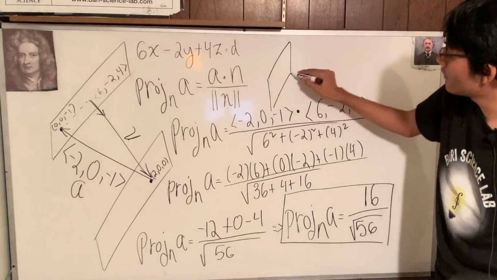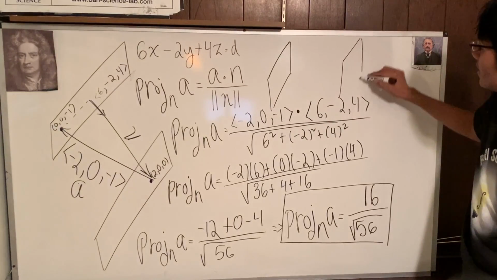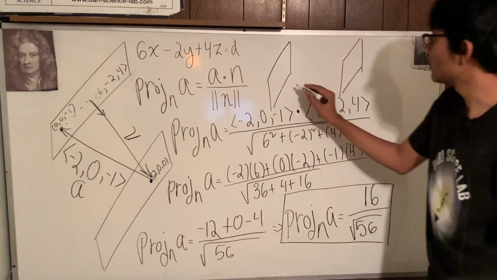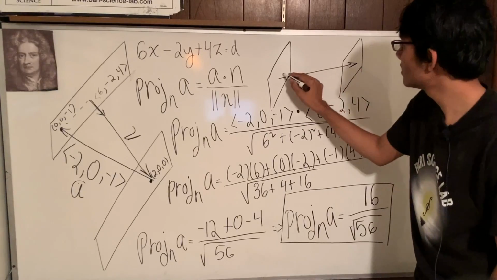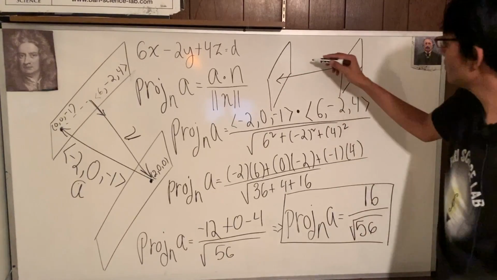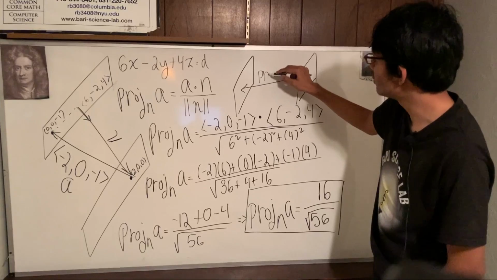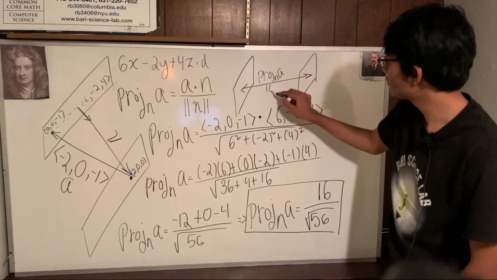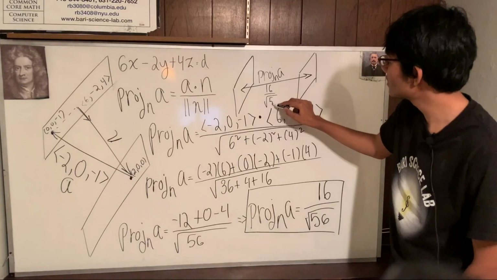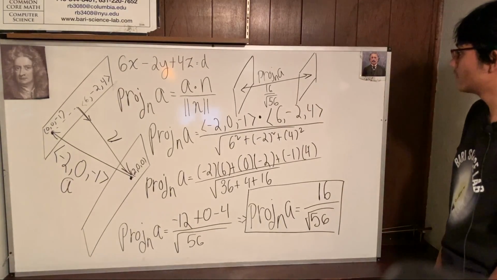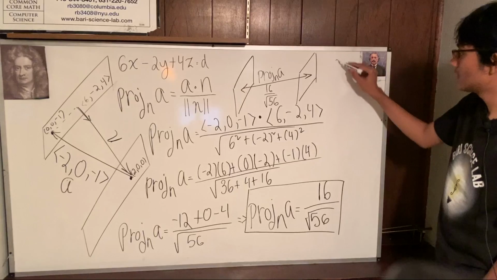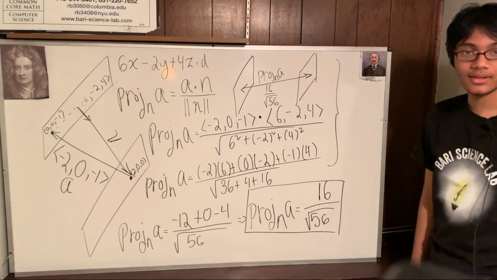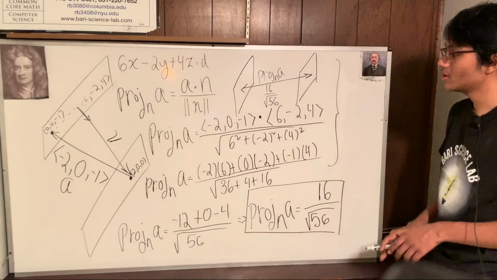Before we cap it off, let me give you one final picture. So here are our two parallel planes, and we just found the distance between them is given by the projection of A onto N, and we found the actual scalar value of that, which is 16 over root 56. And that's all you need to find the distance between two parallel planes.